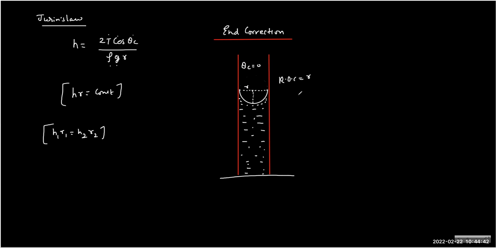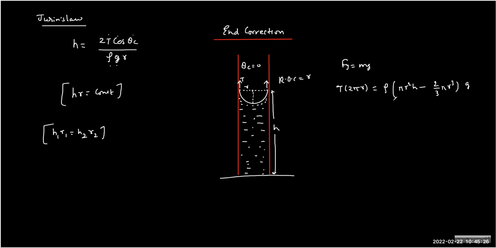And why is this so? Because the force method says that Fy equals mg, which is always more accurate. Fy we can write as T into 2 pi r. That's it, because the tension is acting in this direction, and mg will be exactly density into volume, which is mass, into g.